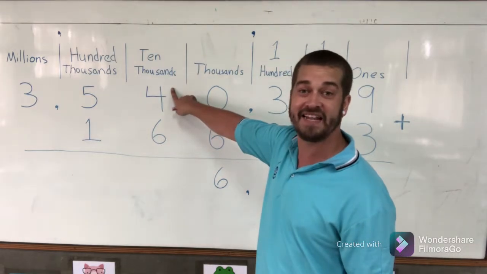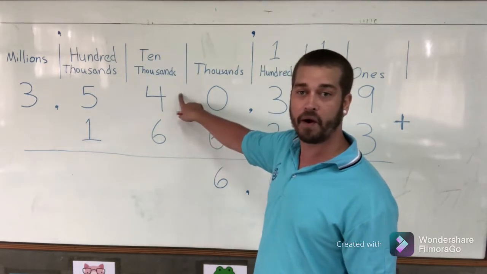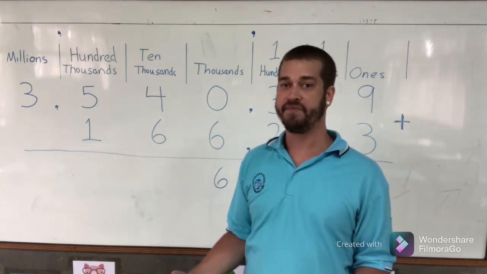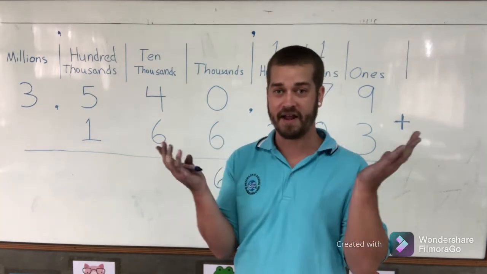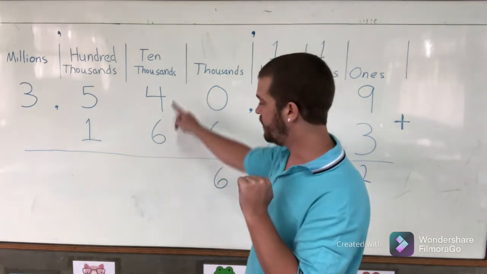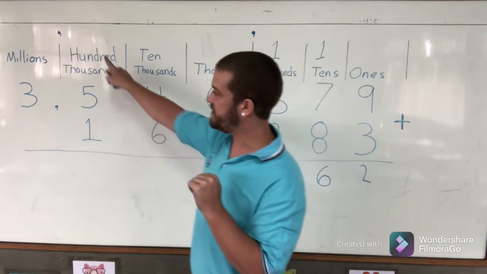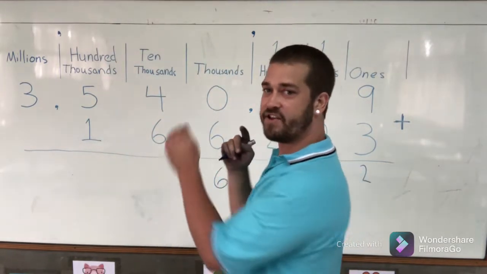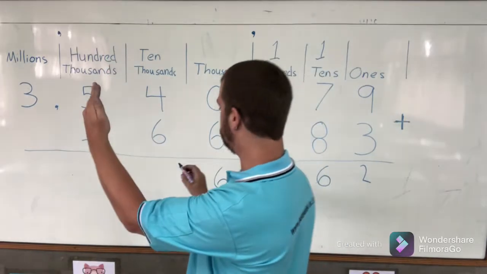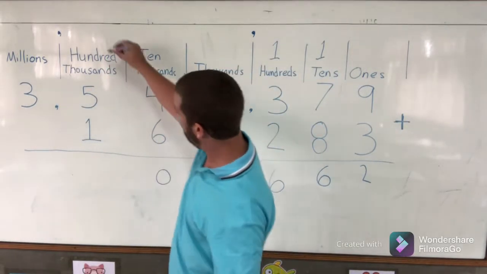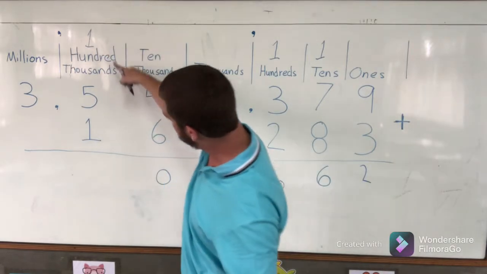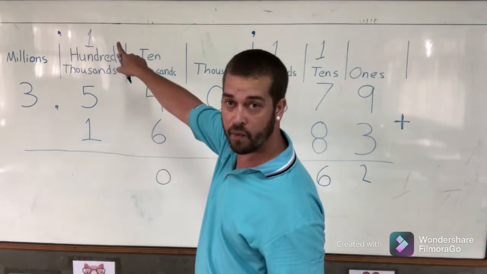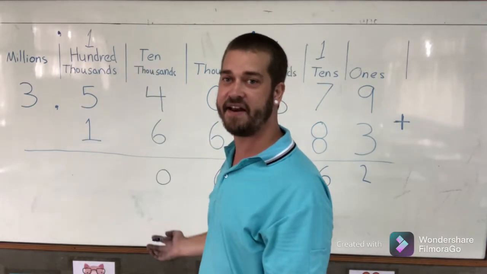Now we're gonna look at the tens of thousands place. 4 plus 6 is 10. Is 10 a 2-digit number? Yeah, it's a 1 and a 0, right? Okay, so which one do we bring over to the 100,000s? Is it the 1 or the 0? Yeah, you always want to take the left one and bring it up. So it's going to be a 1 in the 100,000s and a 0 in the 10,000s. So 1, 0 makes 10, okay?